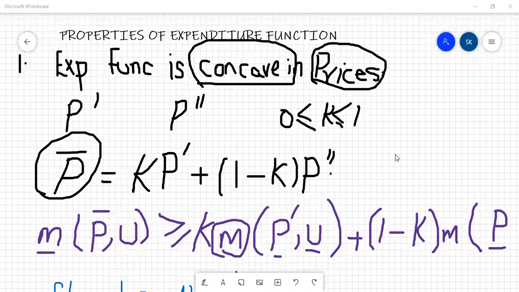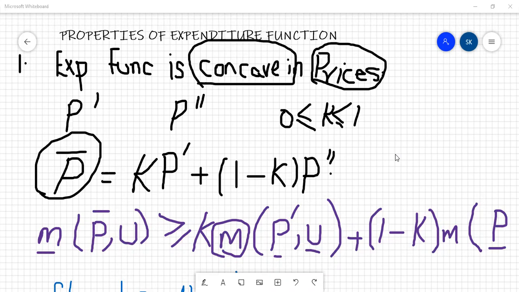Now we will study the properties of the expenditure function. I would request all of you, in order to understand the properties of the expenditure function, to check my video on the expenditure function. That would be very helpful, because the equations used in these properties are taken from the expenditure function.